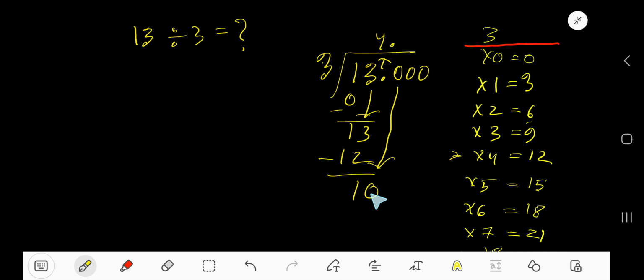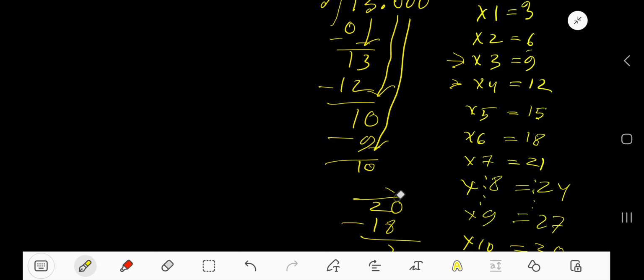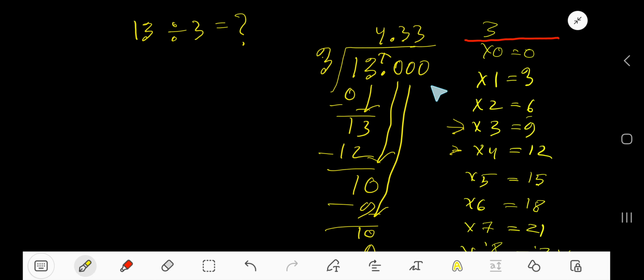3 goes into 10 how many times? 3 times. 3 times 3 is 9. Subtract, 1. Bring down another 0. 3 goes into 10 how many times? 3 times. 3 times 3 is 9. Subtract, 1. Bring down another 0.